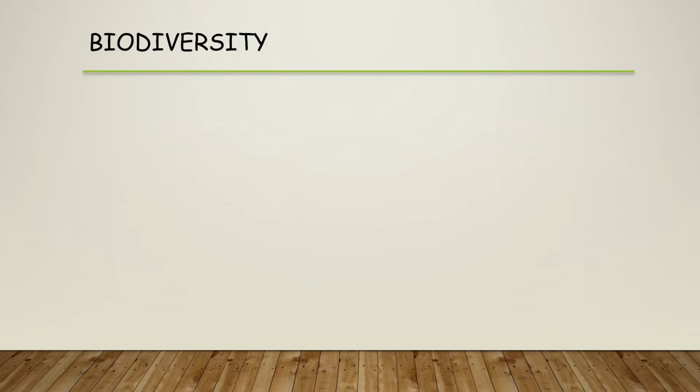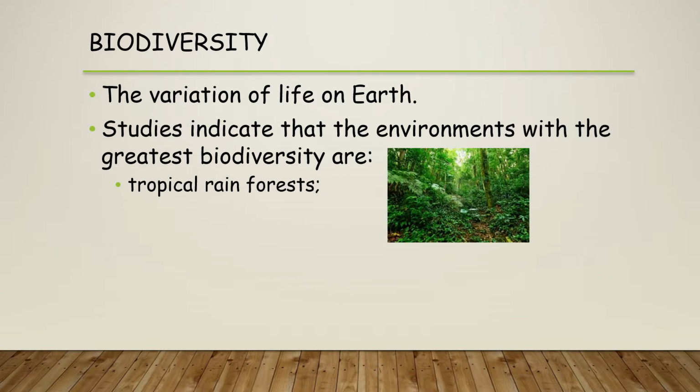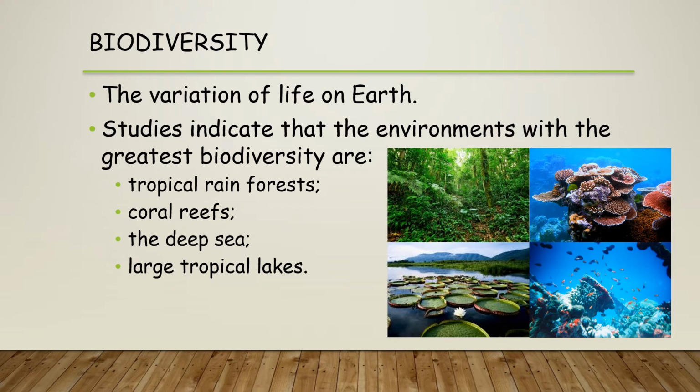Biodiversity is a term you'll have heard of before in third year and National 5 biology. It obviously means the variety of life on Earth, and we know that the places where we have the biggest biodiversity are tropical rainforests, coral reefs, the deep sea and large tropical lakes. In these places we're still finding new organisms, new species that we've never come across before, and that's due to two things. Obviously these places are a bit more difficult to get to, but also the variety that we do find in life, we're still finding new species there.